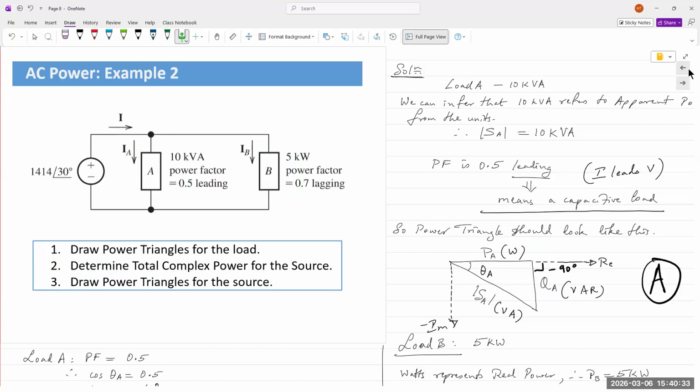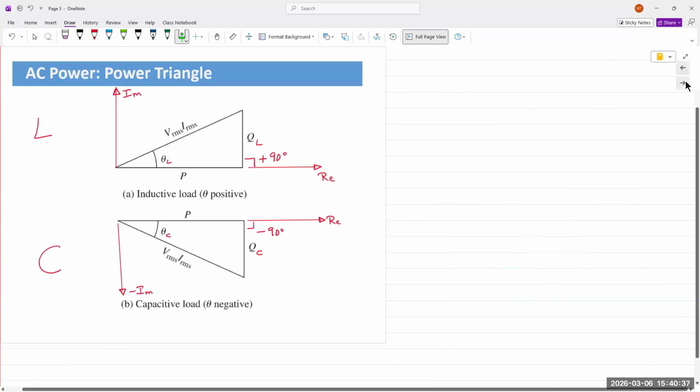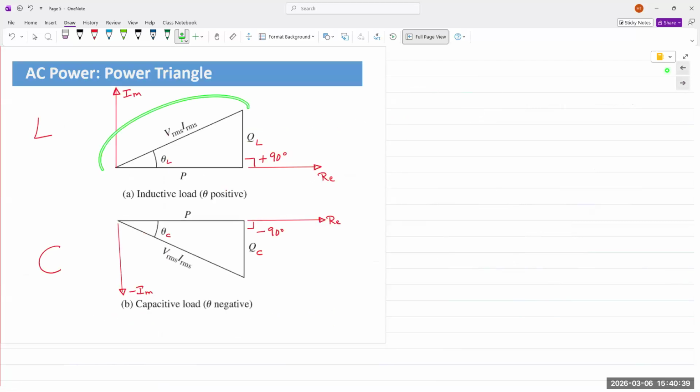So power triangle, again, going back to this slide, right here. Power triangles have four quantities, the three sides and the power angle. You only need two of those quantities in order to determine the other two. And that is the approach we will take in that example.